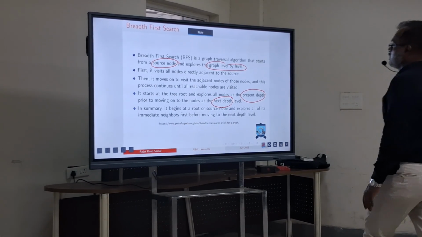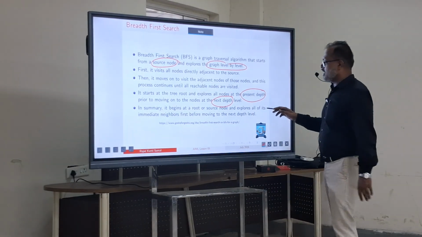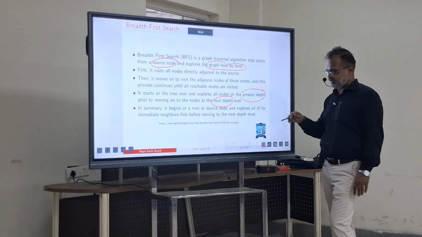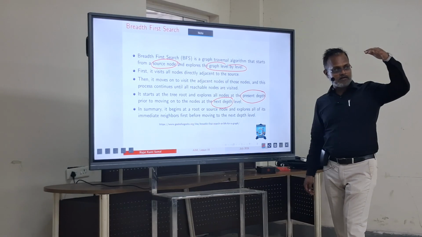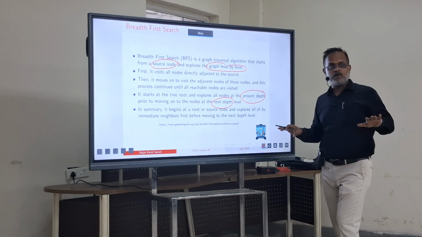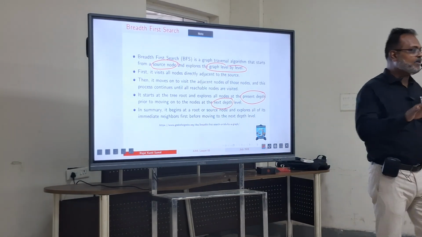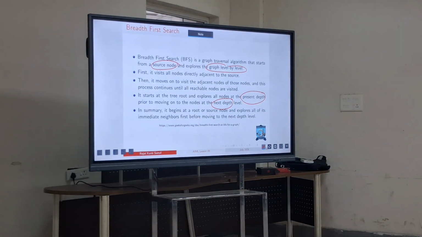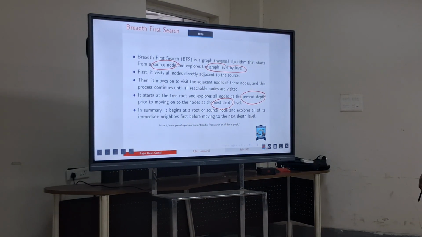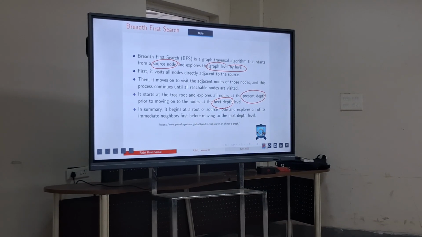Okay. In summary, it begins at a root or source node and explores all of its immediate neighbors first before moving to the next level. So you do your first level work. First you study for your semester exams. Then you study for the GATE exam. Like that. Suppose just like this in your plus 2 level, if you don't read the NCERT books and you start attempting the JEE Advanced questions, can you solve them? No, it's not possible. Even if you go depth wise, it's not possible. You have to first complete the textbooks.